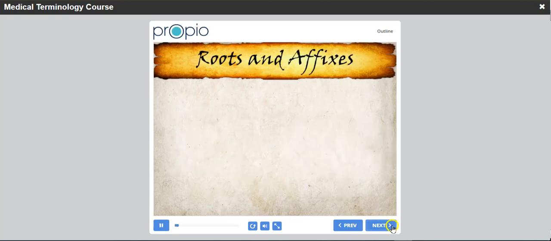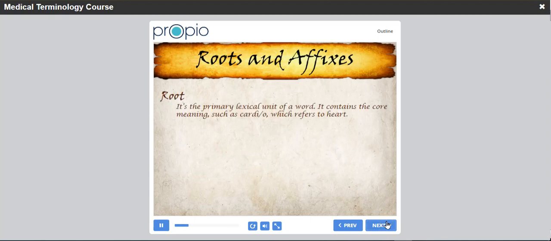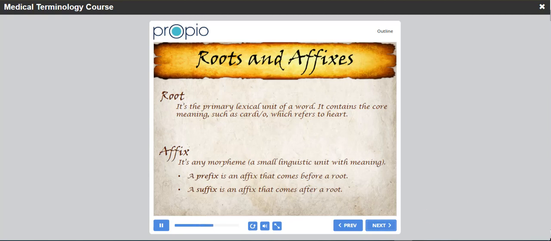Medical terms consist of roots and affixes. Root is a primary lexical unit of a word. It contains the core meaning, such as cardio, which refers to heart. Affix is any morpheme, a small linguistic unit with meaning. It could be a prefix, which is an affix that comes before the root, or a suffix. It's an affix that comes after a root.